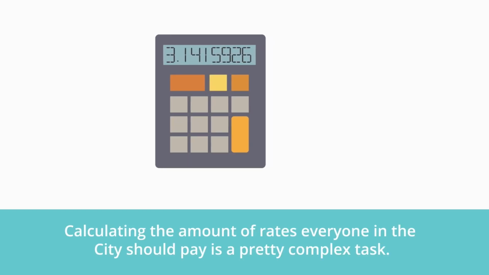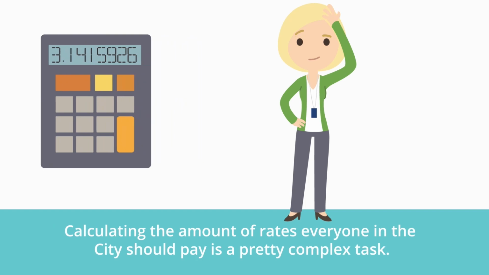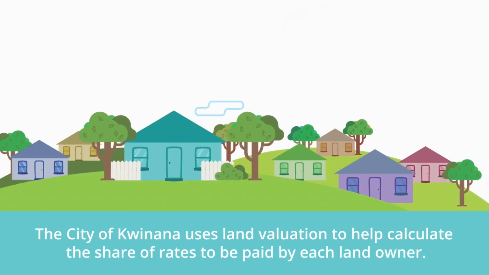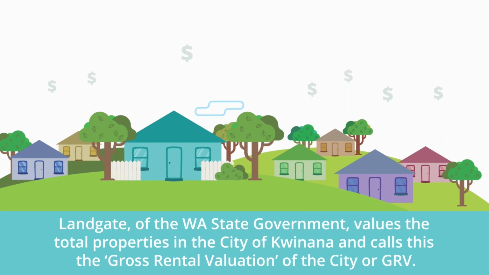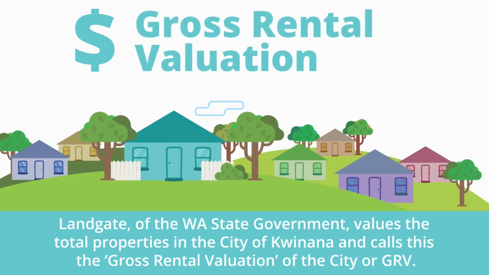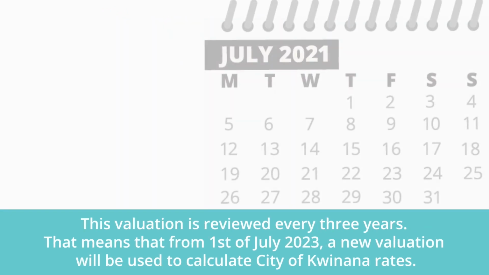Calculating the amount of rates everyone in the city should pay is a pretty complex task. The City of Kwinana uses land valuation to help calculate the share of rates to be paid by each landowner. Landgate of the state government values the total properties in the City of Kwinana and calls this the gross rental valuation of the city, or GRV.